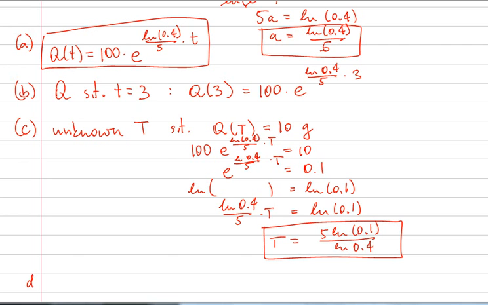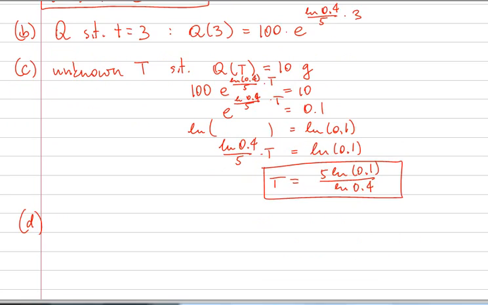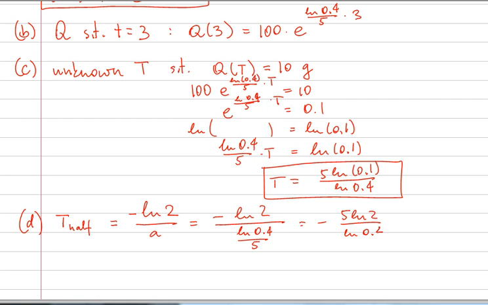For part D, you apply the formula for the half-life. So you can just say T half-life is equal to negative ln 2 divided by a. So negative ln 2 divided by ln 0.4 divided by 5, which is 5 ln 2 divided by ln 0.4. And that's going to end up being a positive number because ln 0.4 is a negative number. So you have the negative of a negative number. It's going to be positive.